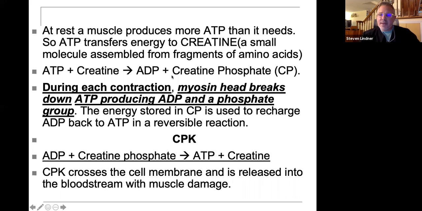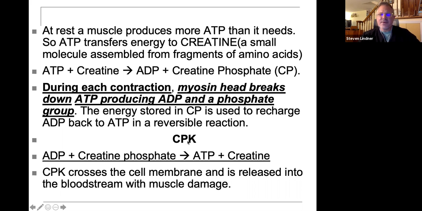So we showed this before in that other slide. At rest, muscle produces more ATP than is needed. So ATP can transfer its phosphate to creatine, right? So ATP plus creatine gives us ADP, because that creatine is going to rob that phosphate. When you need energy, the ADP joins up with creatine phosphate again to give you ATP. During each contraction, the myosin head breaks down ATP, producing ADP and the phosphate. ADP plus creatine phosphate, in the presence of this enzyme, creatine phosphokinase, CPK, gives us back ATP.